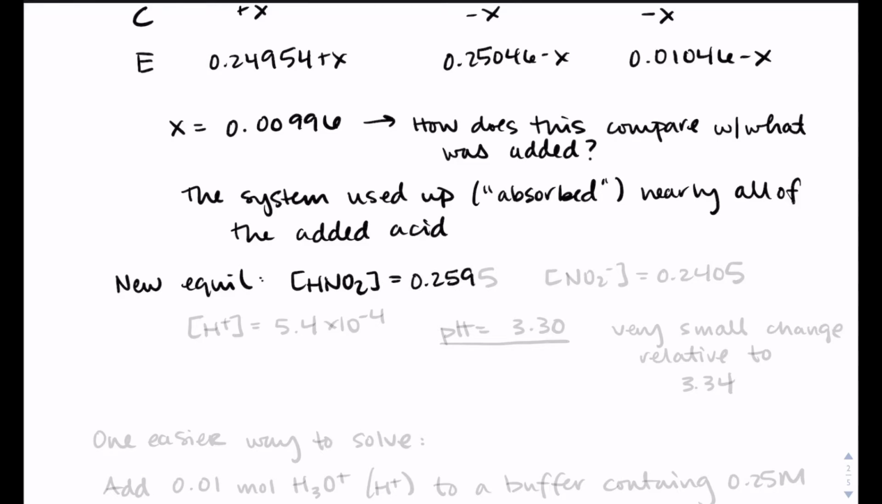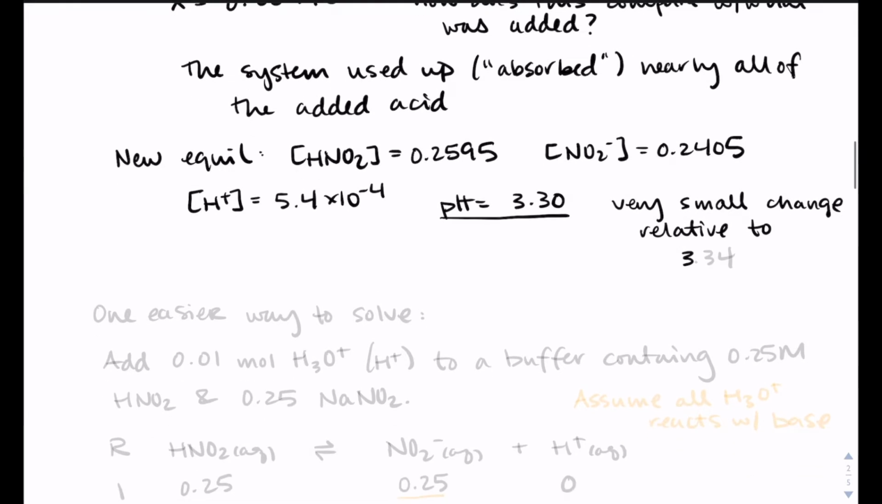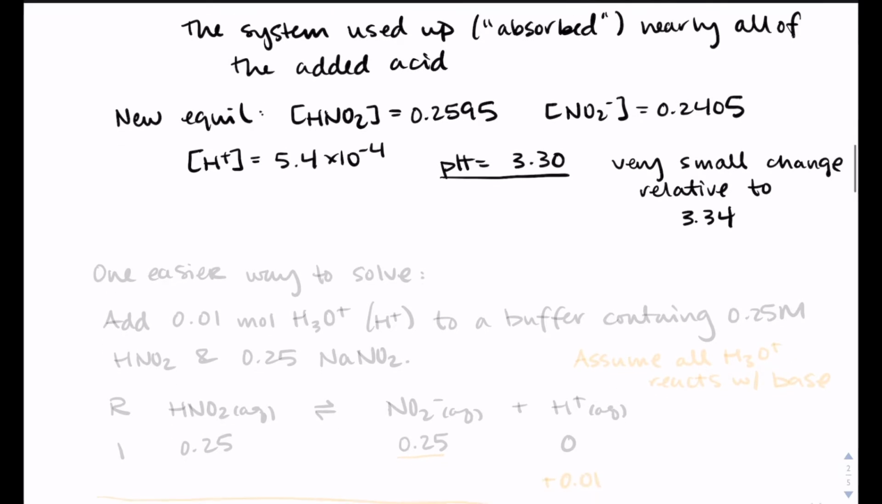So the question is, what's the pH? We've said that buffers buffer against a change in pH. So with my new equilibrium values, I would get a pH of 3.3, which is pretty small. So the pH started at 3.34. We added 0.01 molar acid, and our pH only went to 3.3. That's really quite good.